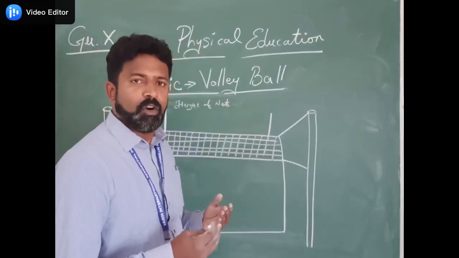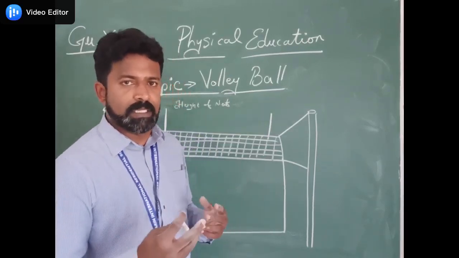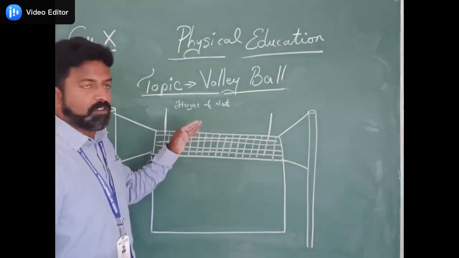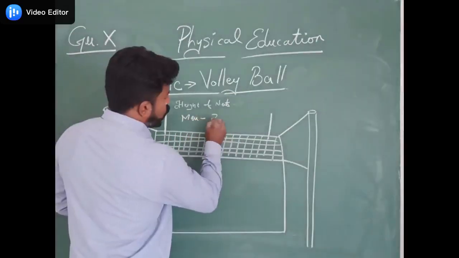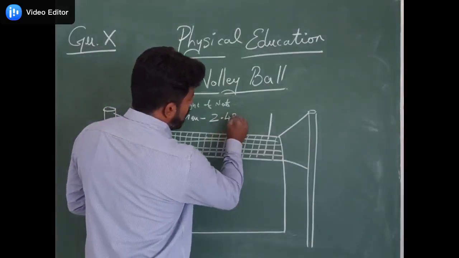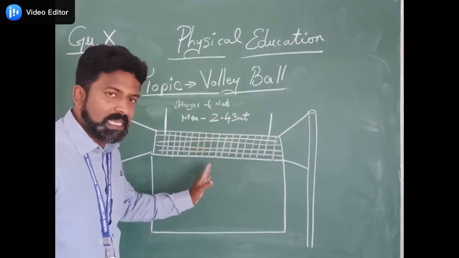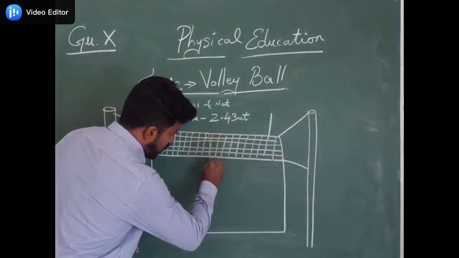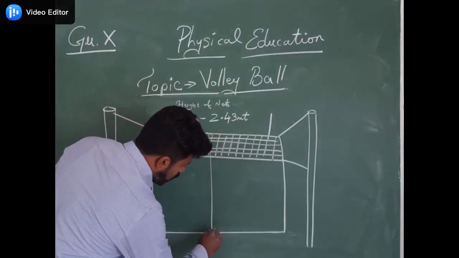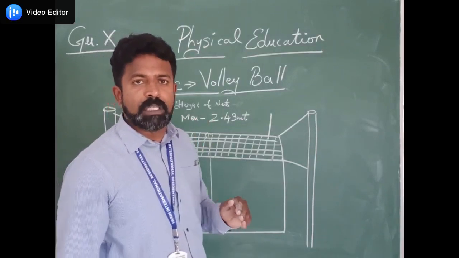The height of the net for men and women in the volleyball game varies. The height of the net for men is 2.43 meters, which is measured in the center from the ground. So it is measured from the ground to the top of the net in the center, and it should measure 2.43 meters.